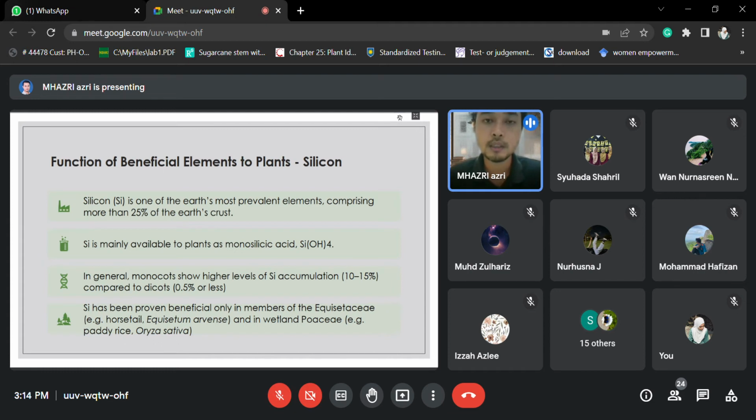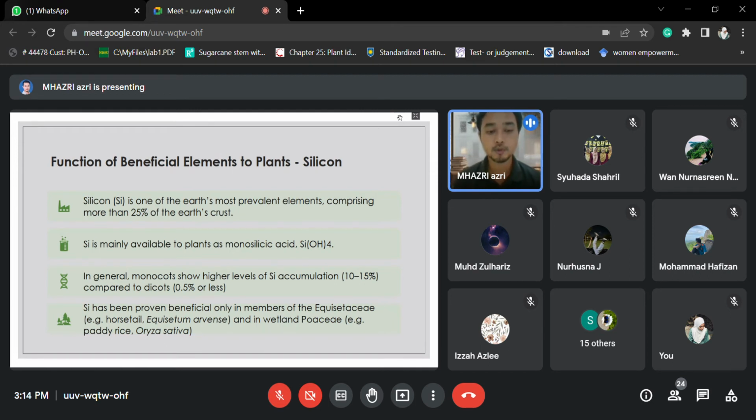So kalau kita ingat mineral elements yang lain available for plant uptake in ionic form, but for silicon it is available for plant uptake as monosilicic acid. Okay, dia bukan dalam bentuk ion tapi dalam bentuk monosilicic acid. Mono satu, silikon, okay, ada satu atom silikon saja. So in general, monocot show higher level of silicon accumulation compared to dicot.